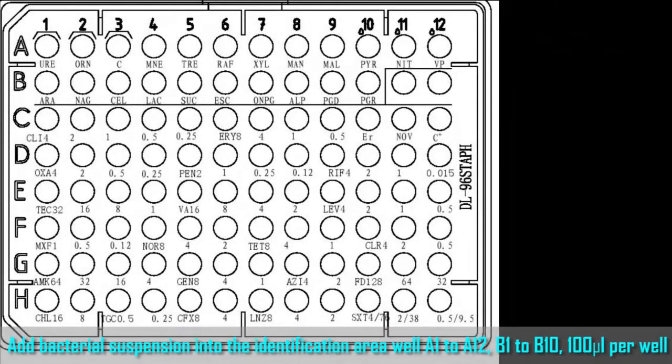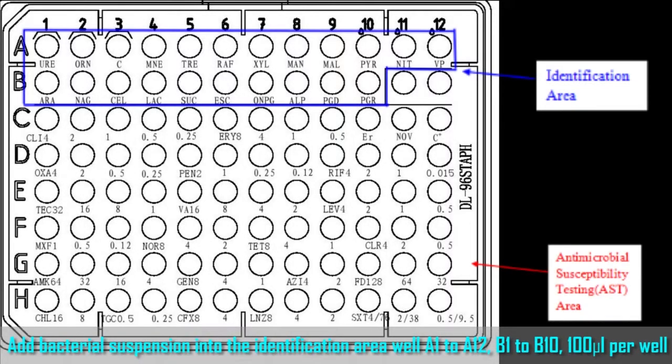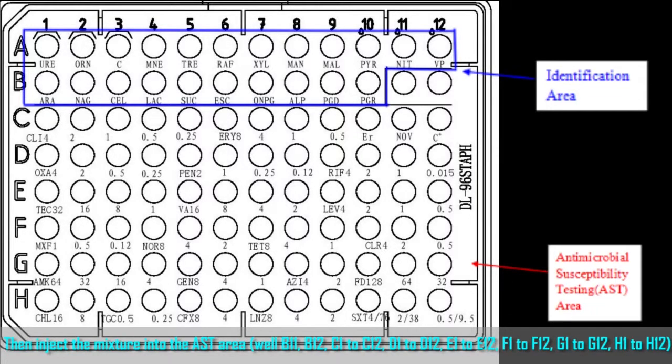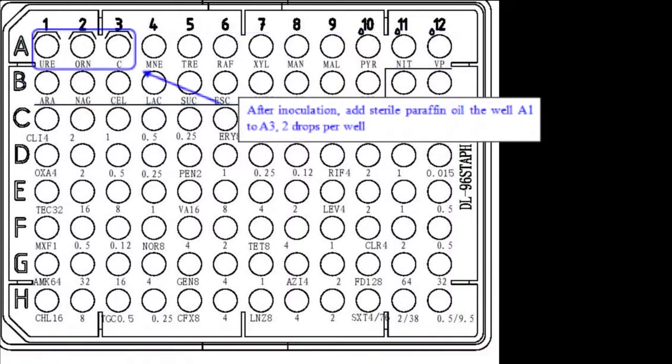Step 2. Inoculate the suspension in the test card. A. Add bacterial suspension into the identification area, 100 microliters per well. B. Add 50 microliters of bacterial suspension into broth and mix well. Then, inject the mixture into the AST area, 100 microliters per well. Step 3. Add sterile paraffin oil.